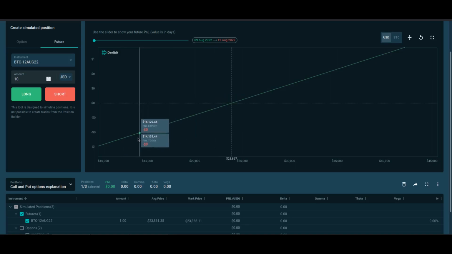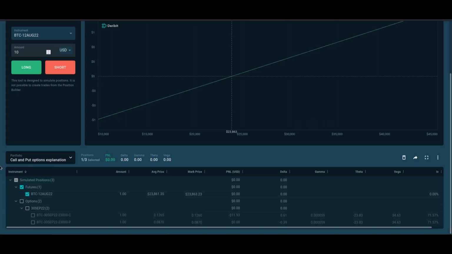If we go down, because our delta will be 1, in case the price goes down $1, our P&L will be minus $1. In case the price goes up $1, our P&L will be $1.